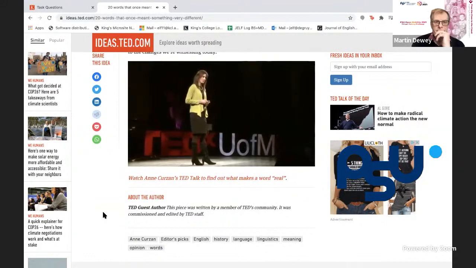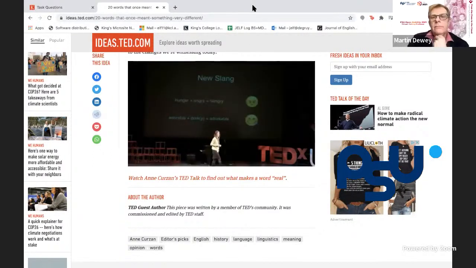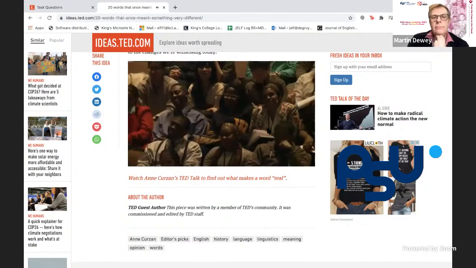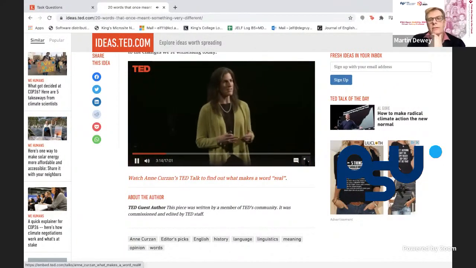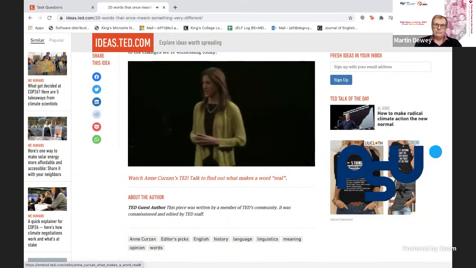including hangry, which is when you are cranky or angry because you are hungry, and adorkable, which is when you are adorable in kind of a dorky way. Clearly terrific words that fill important gaps in the English language. But how real are they if we use them primarily as slang and they don't yet appear in a dictionary? With that, let's turn to dictionaries.